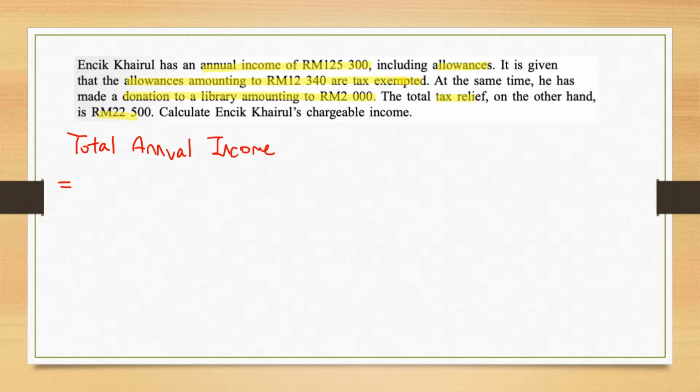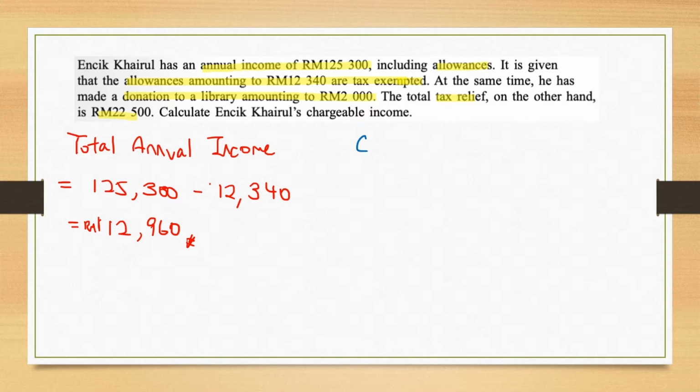So here is 125,300 ringgit, minus, sorry, not plus, minus your non-taxable income of 12,300 ringgit. According to my notes, it will be 112,960 ringgit right here. So let me just add that. Now, once you've done that, you can look at your chargeable income.